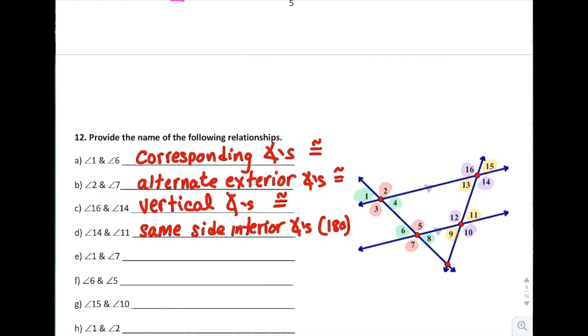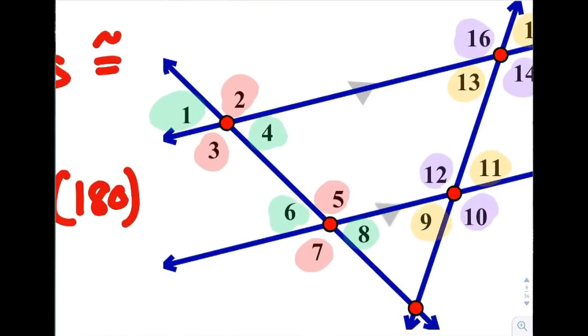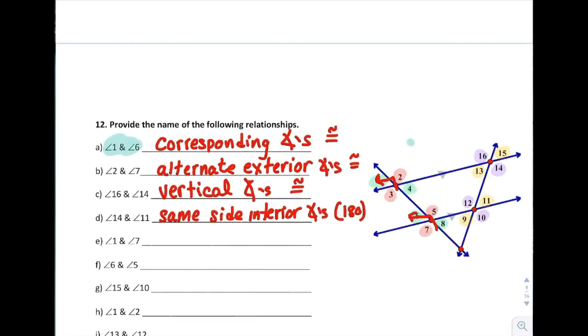All right, I'll start you off with the first four here, A, B, C, and D, and explain them. In A, it says angles 1 and 6. So we want to take a look at 1 and 6 over here. Here's 1 and here's 6. We know by the color and the look that they're both acute, so they're equal to each other. But what's their name? They are corresponding angles. One's on the top left, the other one's on the top left. That's the same position, so we call those corresponding angles, and we know that they're congruent.